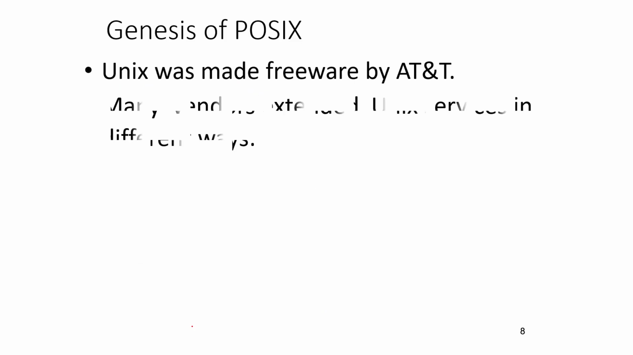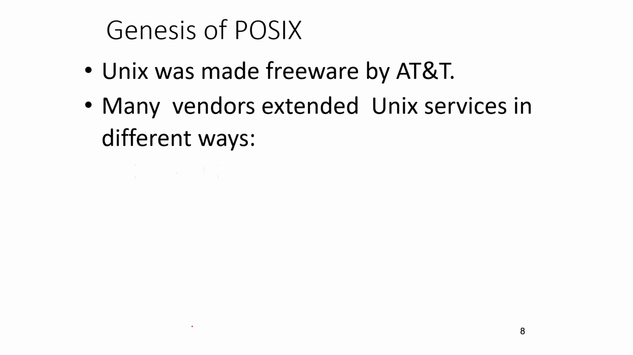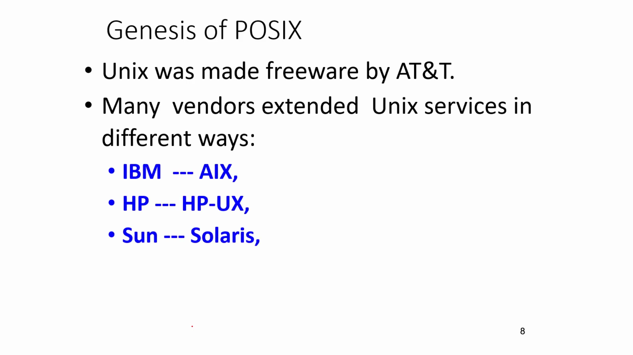So, the genesis of POSIX. Unix was made freeware by AT&T in the 80s. Many vendors extended Unix in different ways, and many of these were also commercial operating systems. So IBM Unix was known as AIX, HP was HPUX. Sun's Unix particularly became very popular and very famous also because in the dawn of the internet era, Sun used to provide most of the network switches and networking hardware. So essentially, the internet was built on top of it. Solaris was the operating system, and also a very influential company towards the late 90s was the Digital Equipment Corporation, DEC. DEC's Unix was Ultrix. And then of course we had SCO Unix and so on.